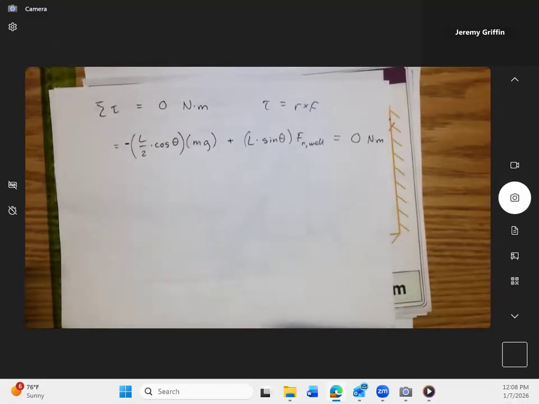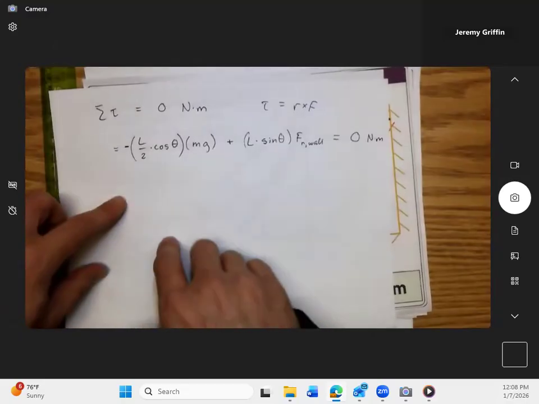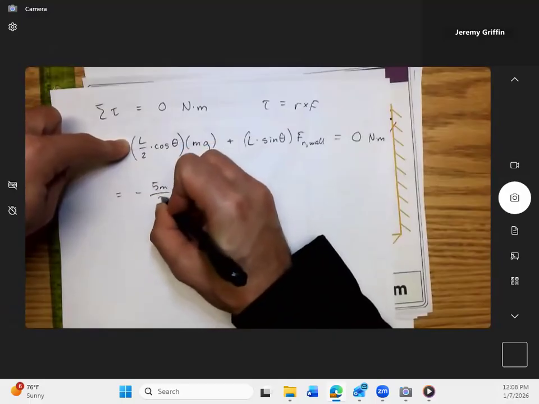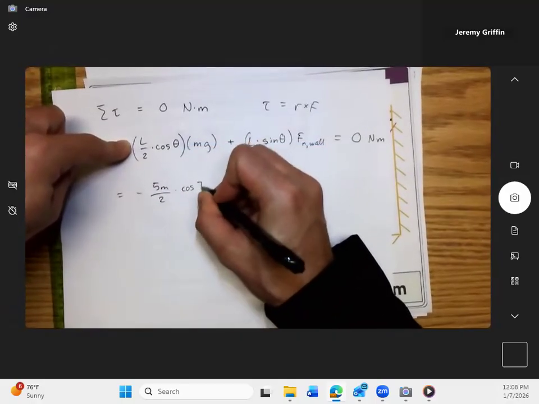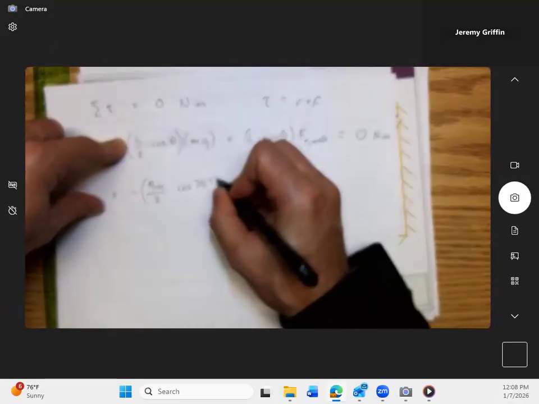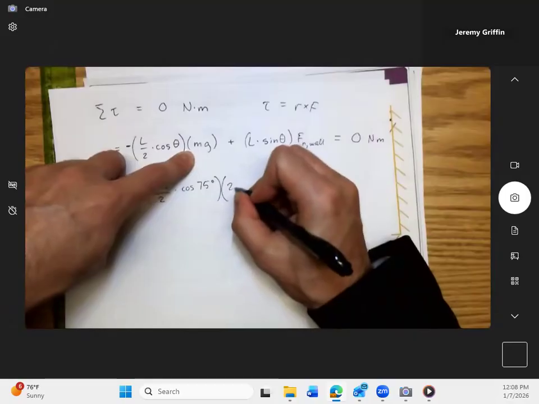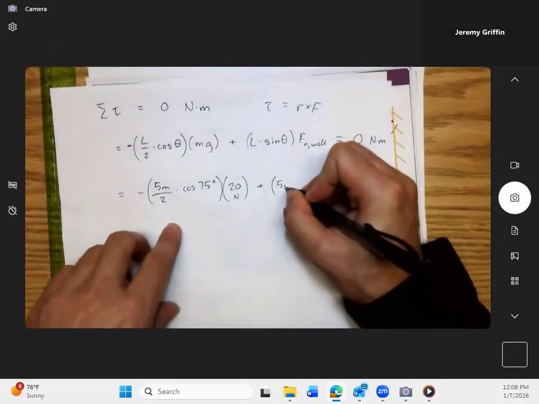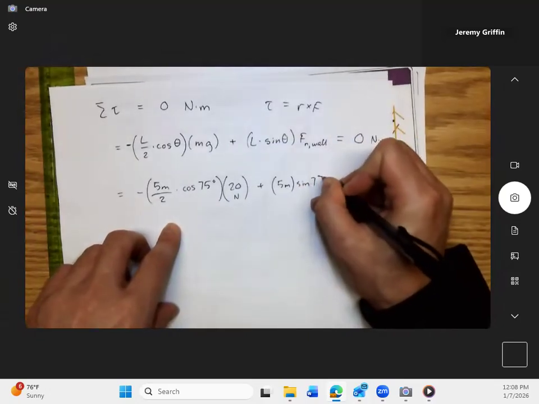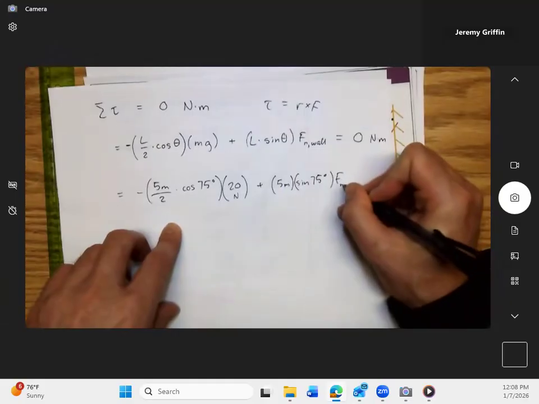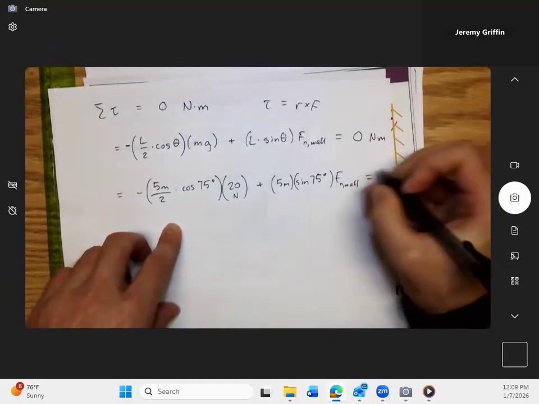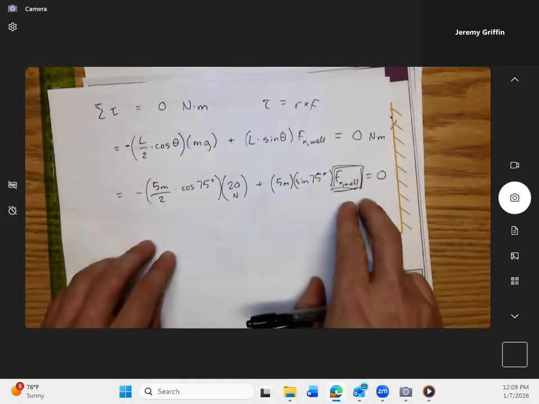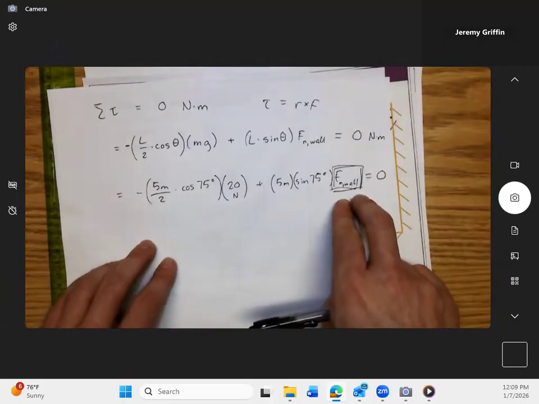Now, since I gave you guys some numbers, I'll go ahead and plug the numbers in. The length was 5 meters, the angle was 75 degrees, and the full weight of the ladder was 20 newtons. And then here I have 5 meters sine 75 degrees, and then the normal force from the wall. This whole thing goes to 0. So I have one equation, and I plugged in all the given values, and you see how I have one unknown value.